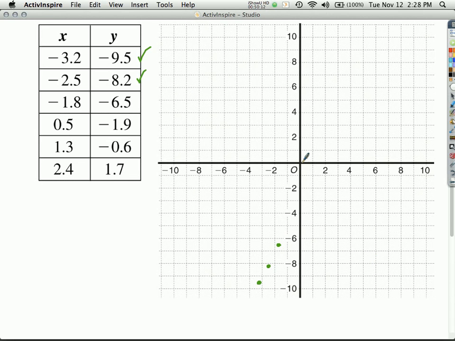0.5, so here's 1, 0.5 is going to be halfway. Negative 1.9 is going to be very close to the negative 2, so about right there. And I'm just continuing in this fashion. 1.3, negative 0.6, so it's going to be about there. And then 2.4, 1.7.